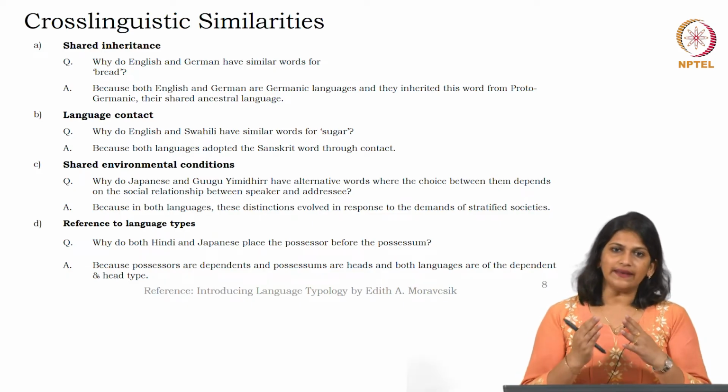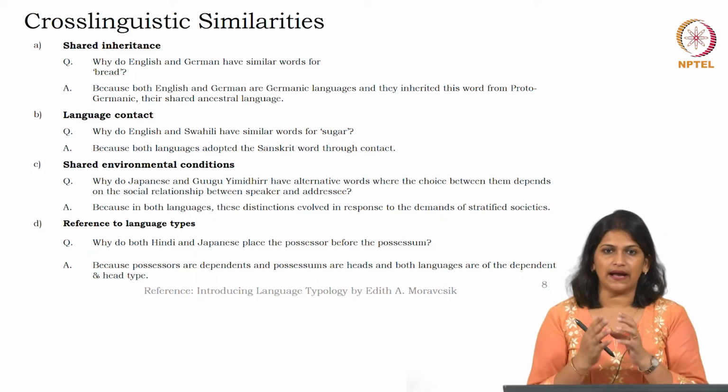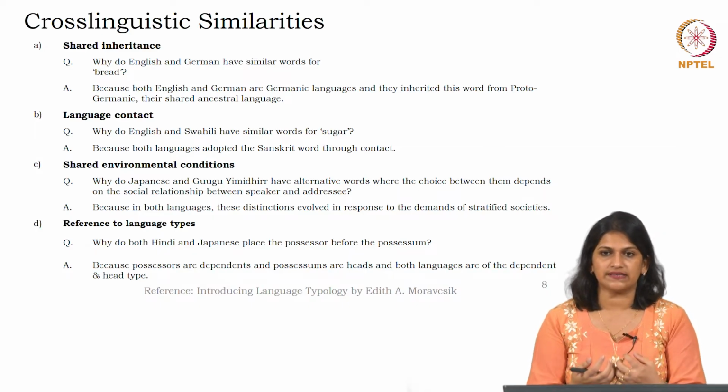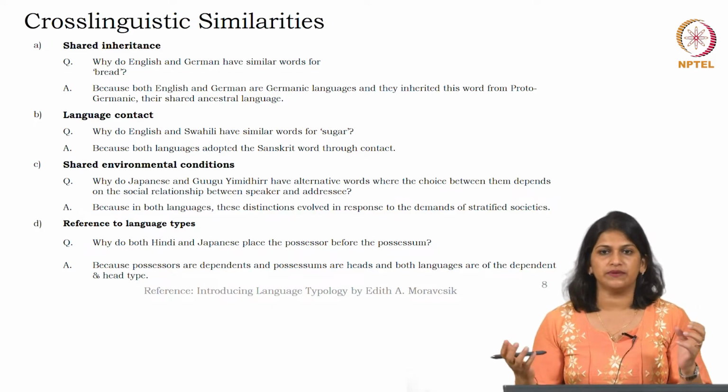If you look at how the languages have branched out from a bigger node, or from a bigger tree, then you can find that English and German would be sister languages.